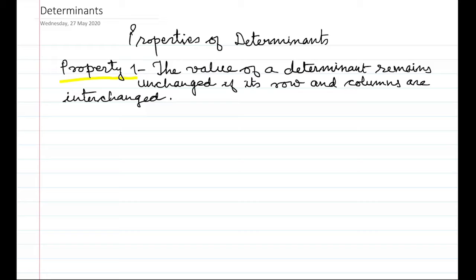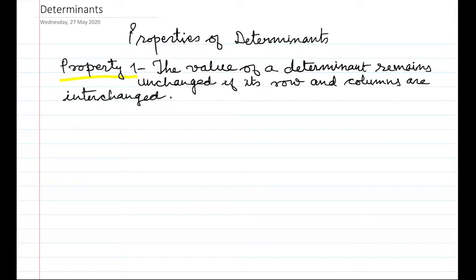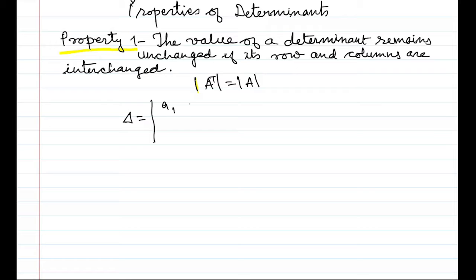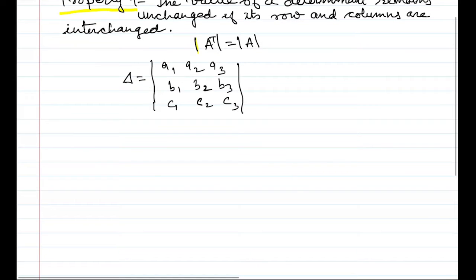Property 1. The value of a determinant remains unchanged if its rows and columns are interchanged. That is, if A is a square matrix, then the determinant of A transpose is the same as the determinant of matrix A. Let us verify it. Let A1, A2, A3, B1, B2, B3, C1, C2, C3 be a 3 by 3 determinant. Expanding it along the first row, we will get.